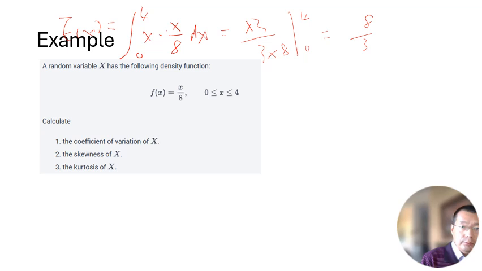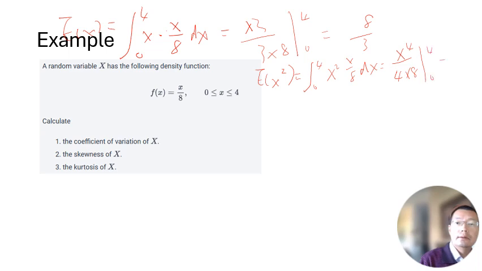Similarly, we are going to calculate E[X squared], which is the integral of x squared times x over 8 dx, which would be x to the fourth power over 4 times 8, evaluated from 0 to 4, which will be 8. Yeah, okay, it's 8.